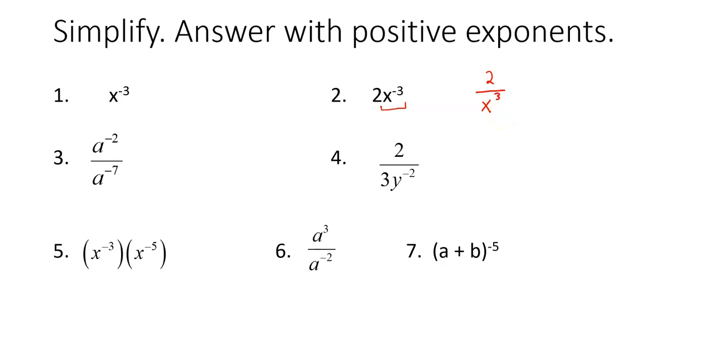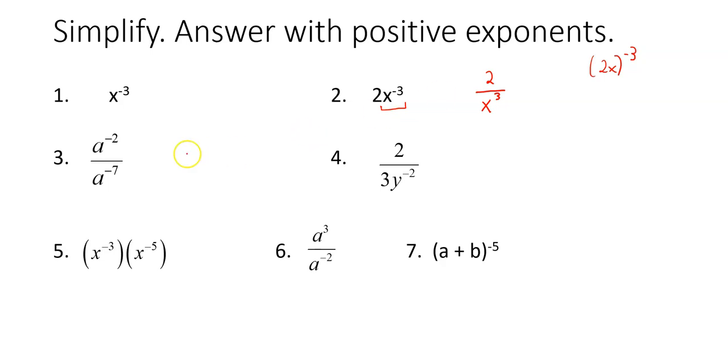If I had put that thing in a set of parentheses, if I had put in 2x to the negative third like that, then it would apply to both the 2 and the x. But here, it's not, so the 2 stays on the top, the x moves down the bottom.